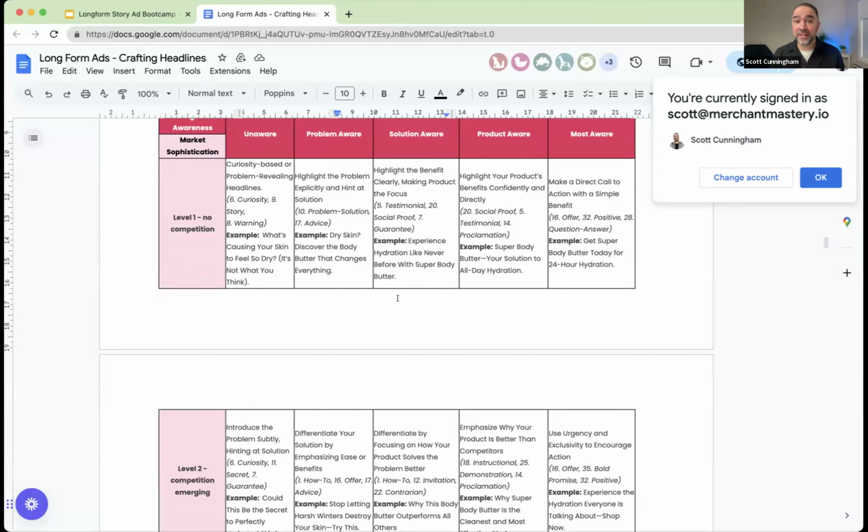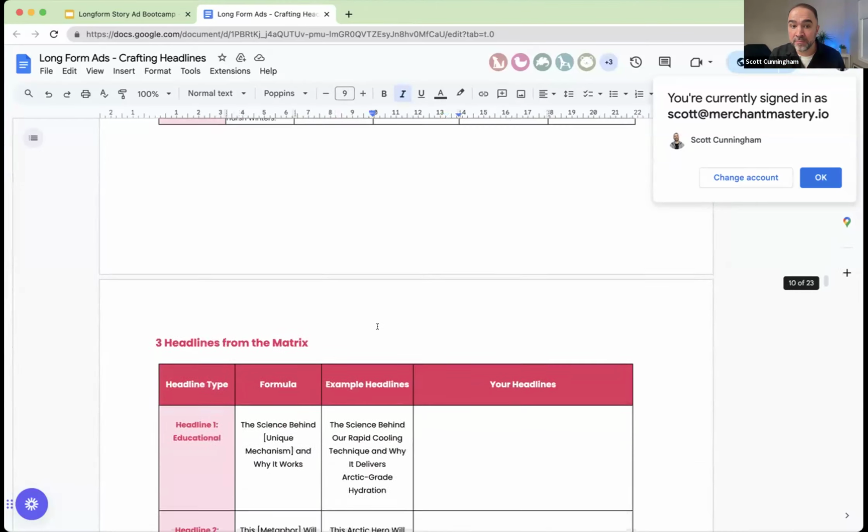I'd asked everybody, what stage of awareness is your customer at? What level of sophistication is the market? Based on that answer, we got a grid. The grid is going to show you, based on where your customer's at and where the market's at, what type of headline you should be writing. In each of these boxes, it's going to tell you what to do. Then it's going to give you three formulas to pick from, out of the 38 types of headline formulas that I have at the bottom.